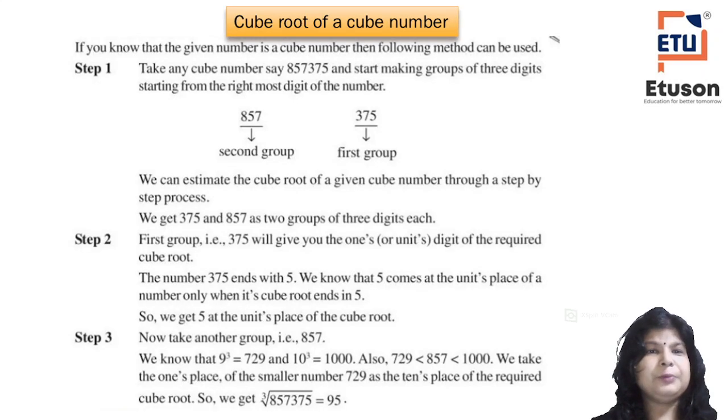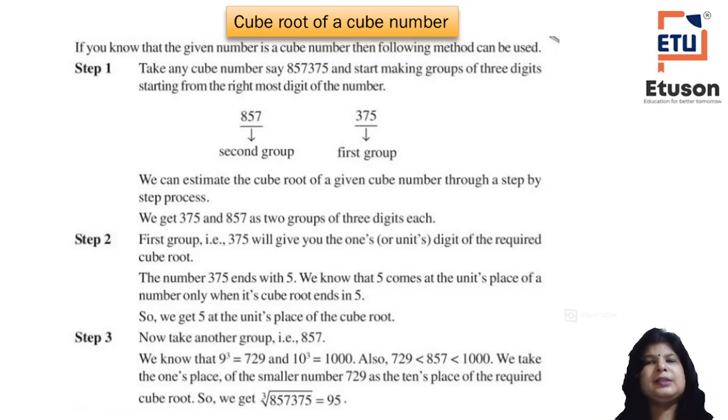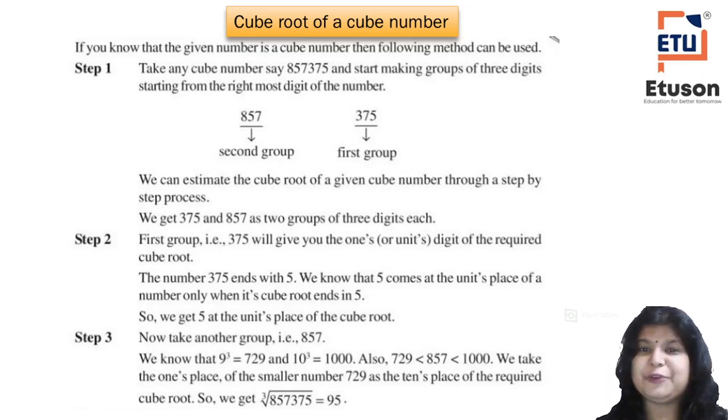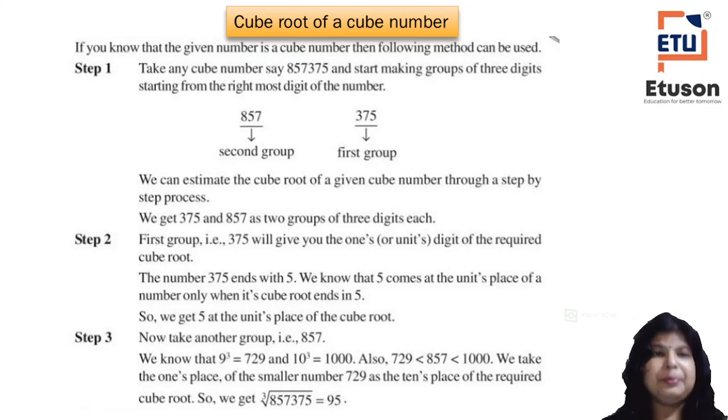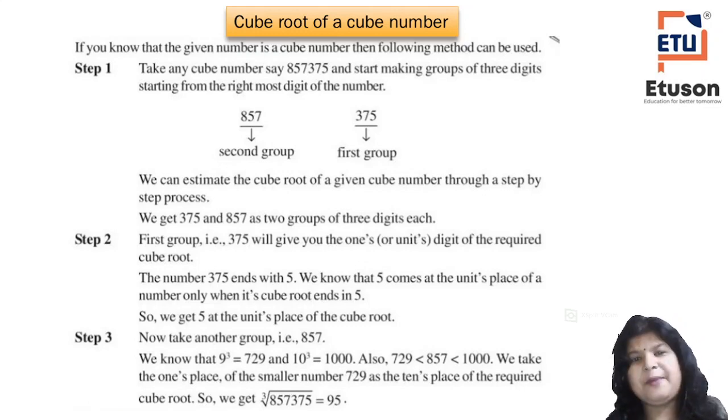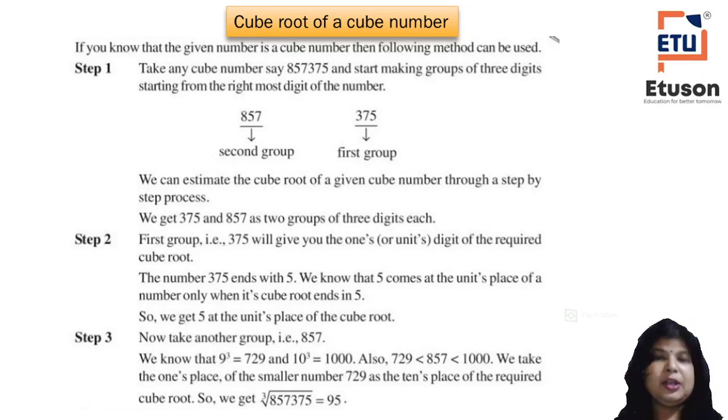Okay? So now let us learn how to find the cube root of a number by another method. If you know that the given number is a cube number, this holds good only when the number is a perfect cube. Okay. So for example, take any cube number, say 857375, and start making groups of 3 digits starting from the rightmost digit of the number.